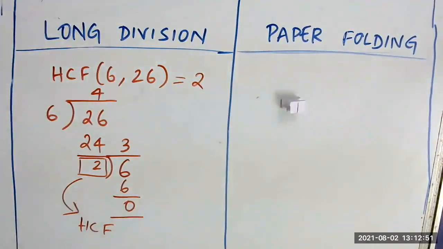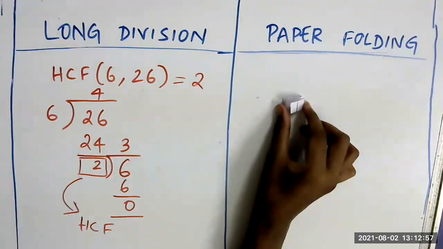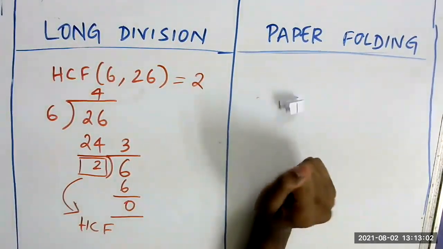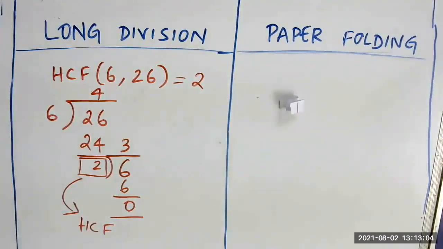In the previous case, I have not written the HCF, I think. In the previous case, the HCF was 1. HCF of 7 and 15 was 1. In this case, HCF of 6 and 26 is 2. Or you could also say GCD. Thank you.